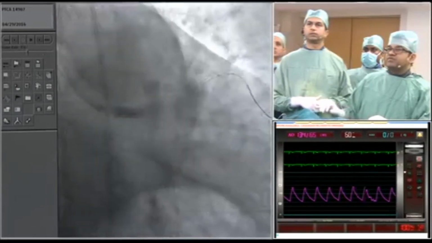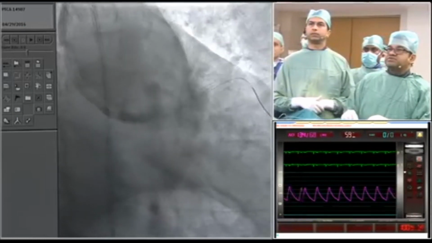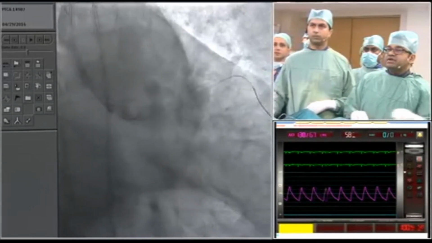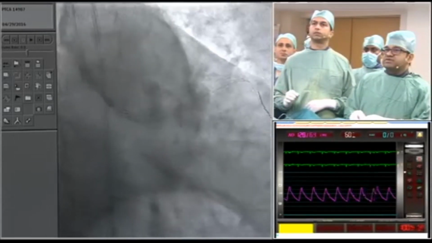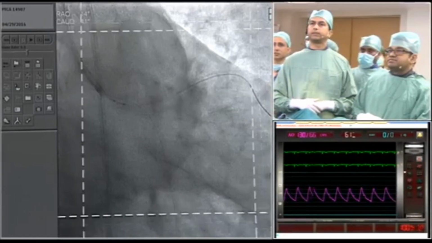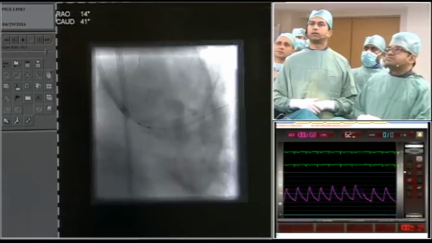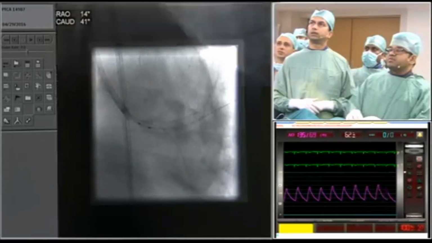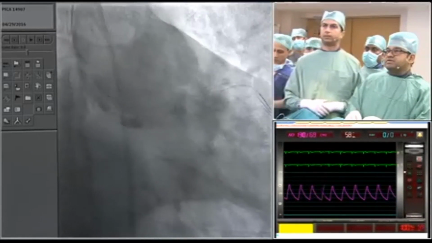So this is a 4.5 balloon and we have inflated up to 14, 16 atmospheres. We'll take the help of a stent boost to dilate the proximal most segments as well. The stent boost, please. So the proximal most struts would also be dilated. Go up 10, 12, 14, 16.